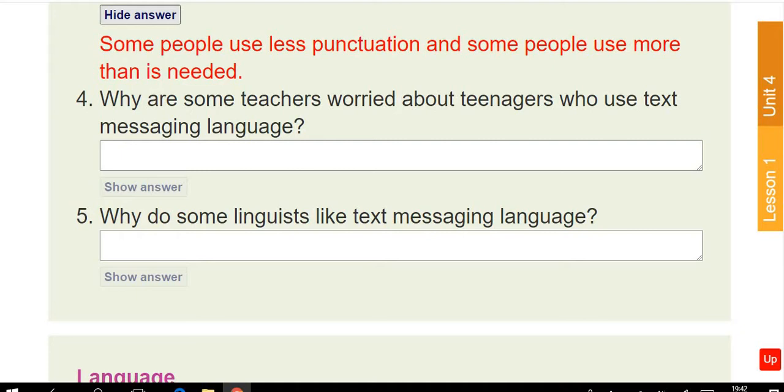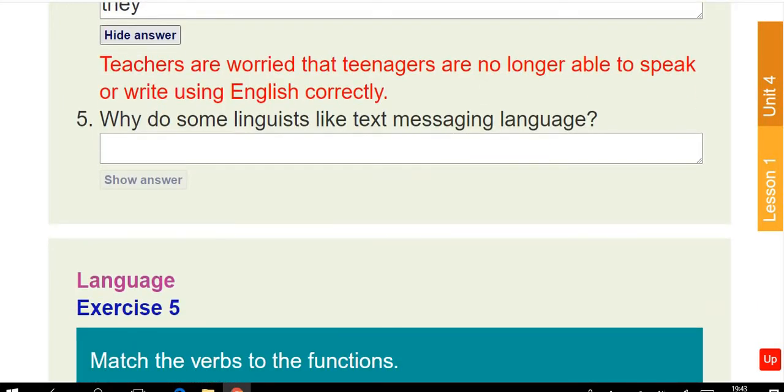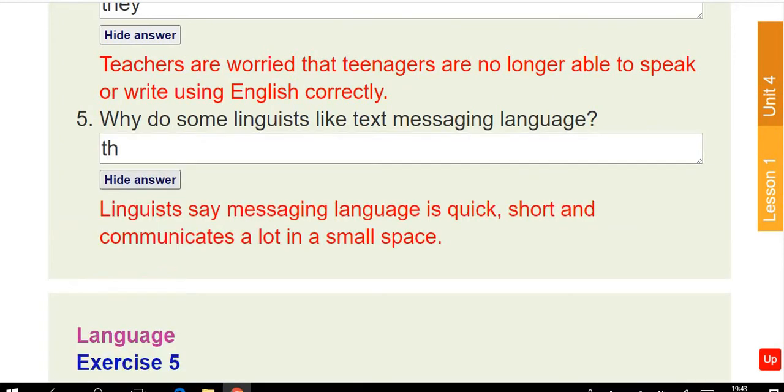Why are some teachers worried about teenagers who use text messaging language? Because they aren't fluent in the language, or they take a long time to speak the language correctly. They worry that they are no longer able to speak or write English correctly. Why do some linguists like text messaging language? Because they think that it is quick, short, and communicates a lot in a small space.